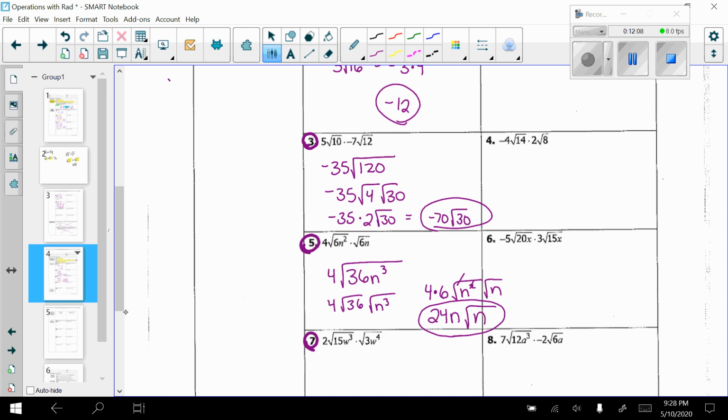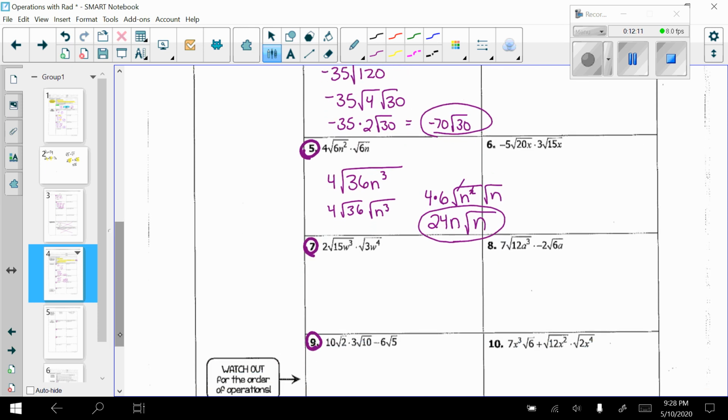I'll do one more with you, number 7. So outsides, insides, and then I have to simplify. I always like to separate the coefficients from the variables. And I know I want an even exponent. So 6 w's will divide by 2 perfectly, and then you're going to have 1 left over to get you that 7.